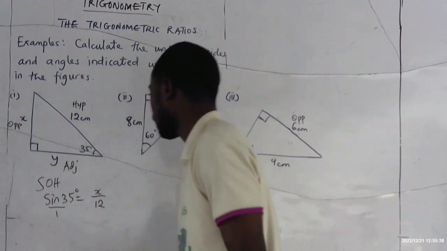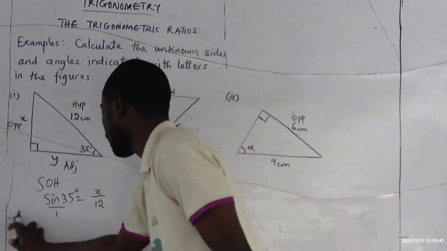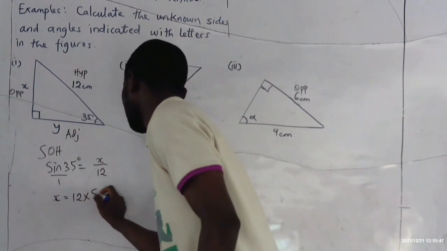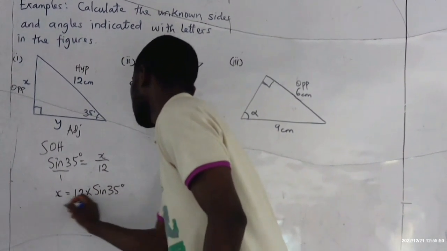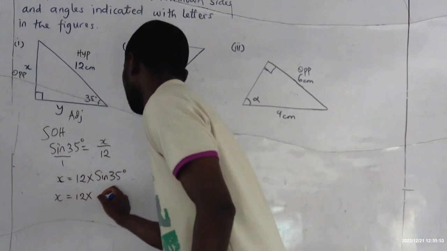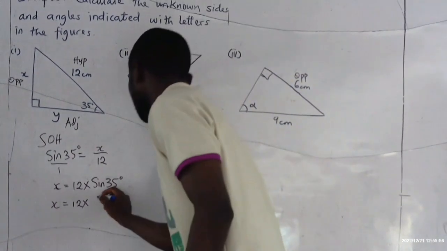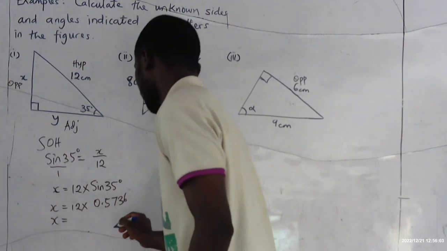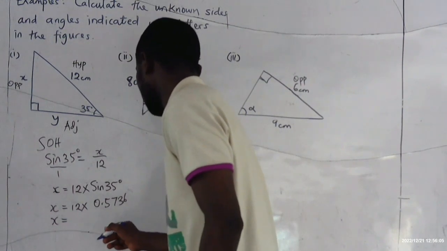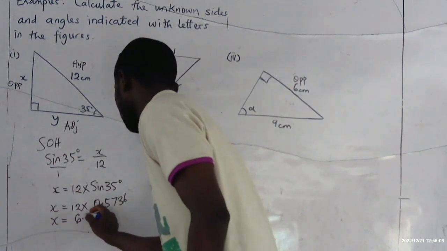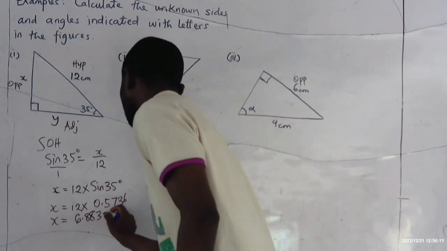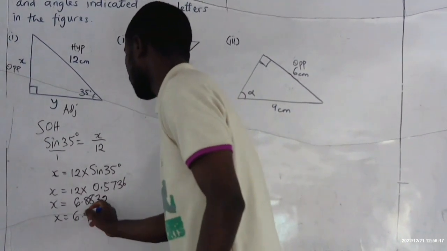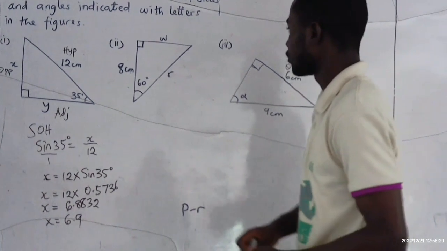Now we continue. If I write this as over 1 and cross multiply, I'll have x is equal to 12 multiplied by sine 35 degree. Sine 35 degree is 0.5736. So x is equal to 12 multiplied by 0.5736, that gives me 6.8832. And so x is equal to 6.9 to 1 decimal place. So x is 6.9. Okay, so we have found x.